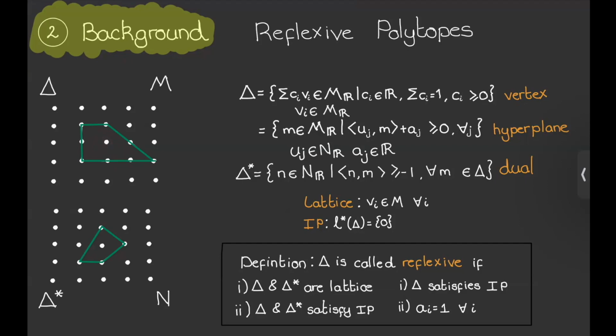So with that, we can define what it means to be a reflexive polytope. A polytope is said to be reflexive if both the polytope and its dual are lattice, and also the polytope and its dual satisfy the IP property. And there is an equivalent definition of reflexivity, which says that a polytope is reflexive if and only if it satisfies the IP property, and all its hyperplanes are distance 1 from the origin. So that means all of these A's are going to be equal to 1.